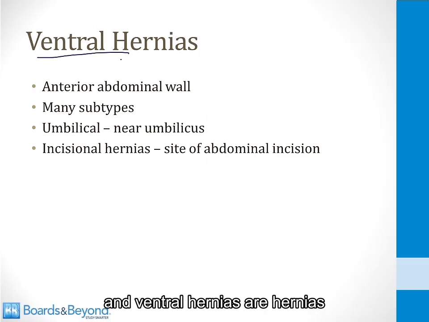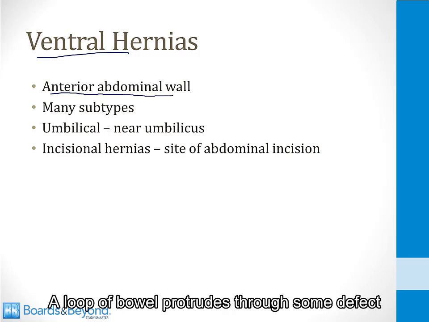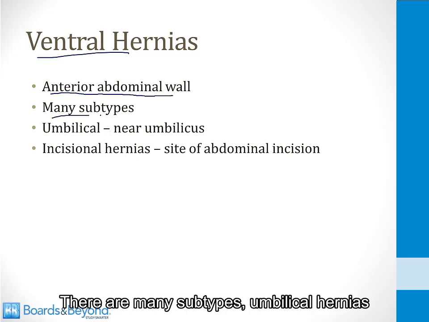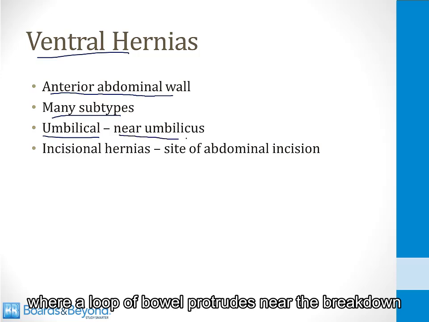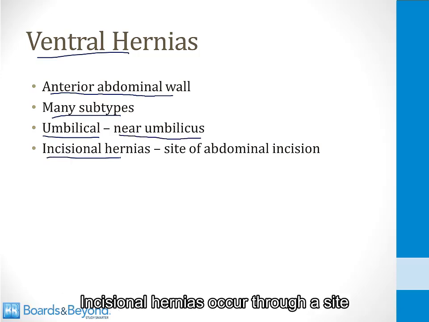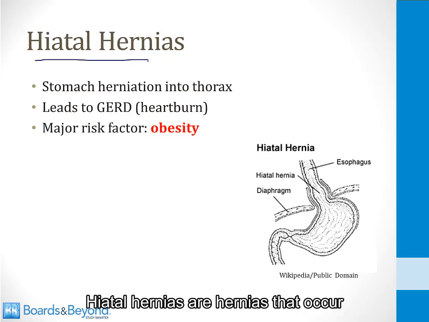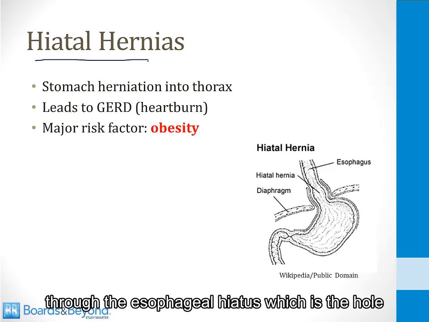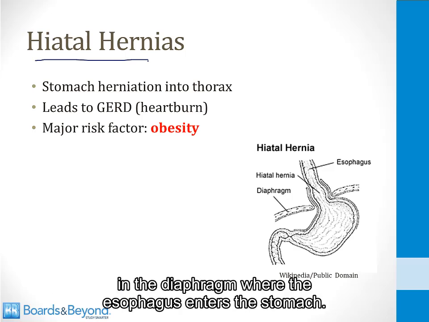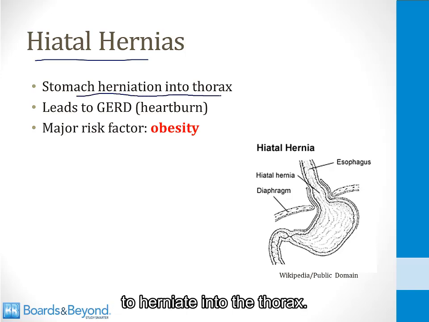Ventral hernias are hernias through the anterior abdominal wall. A loop of bowel protrudes through some defect in the anterior abdominal wall. There are many subtypes. Umbilical hernias are where a loop of bowel protrudes near the breakdown in the abdominal wall that occurs at the umbilicus. Incisional hernias occur through a site of an abdominal incision. Hiatal hernias are hernias that occur through the esophageal hiatus, which is the hole in the diaphragm where the esophagus enters the stomach. A hernia here will cause the stomach to herniate into the thorax.